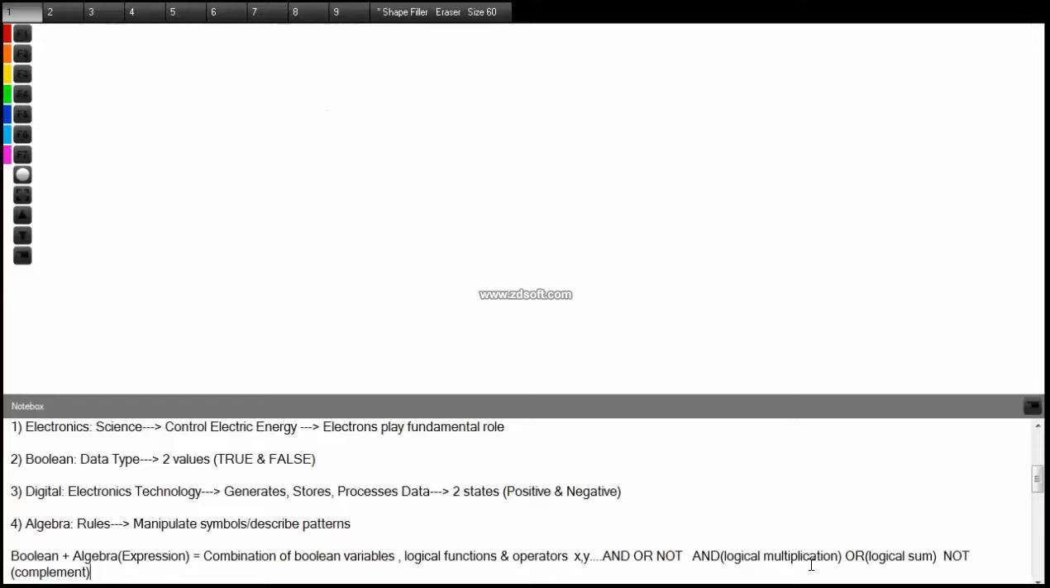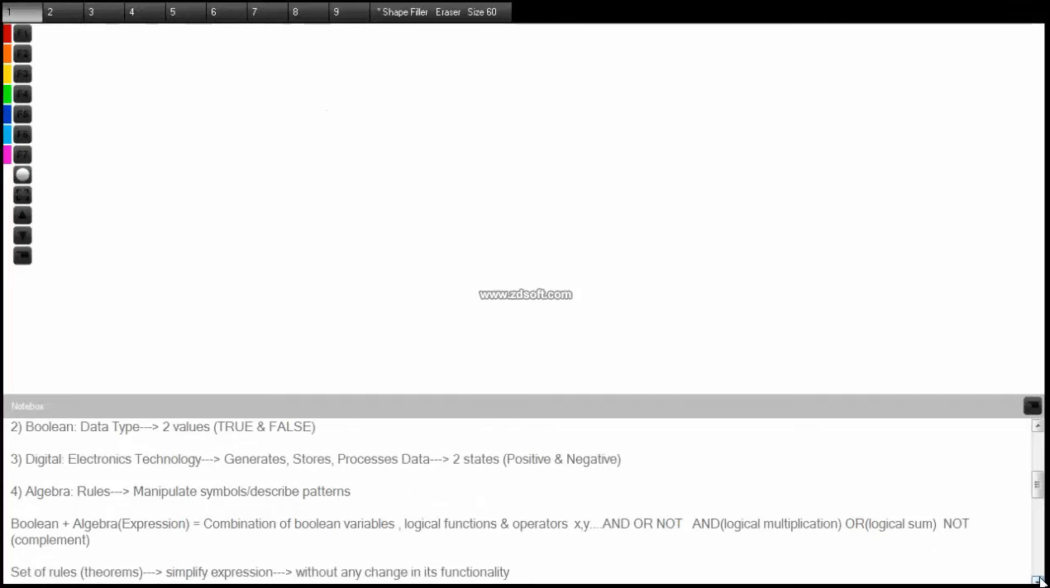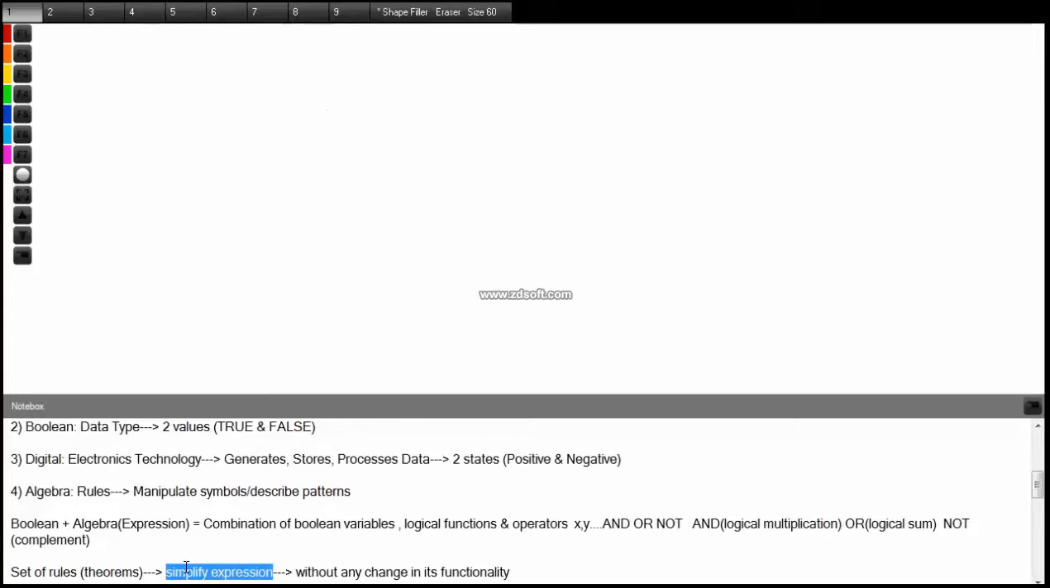Before getting into detail, we must know who is the founder of Boolean algebra, right? He is George Boole, an English mathematician. He has given us a set of rules which consist of many theorems and postulates which are used to simplify our Boolean algebraic expressions. Now, here I have written simplification of expression, as I mentioned. What does this simplification mean? Why do we need to simplify an expression?